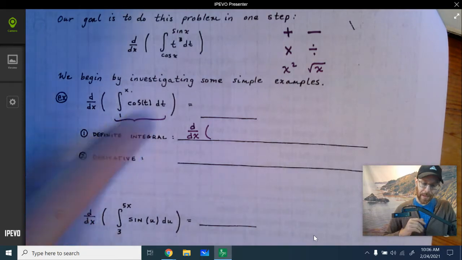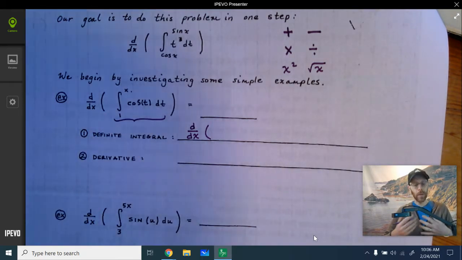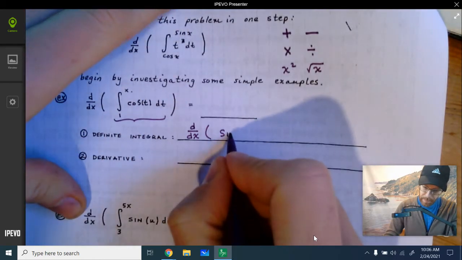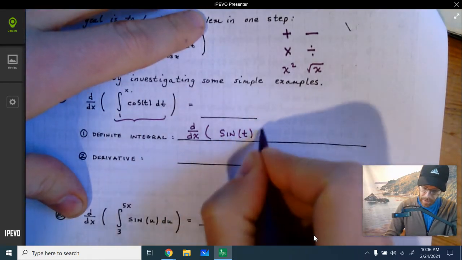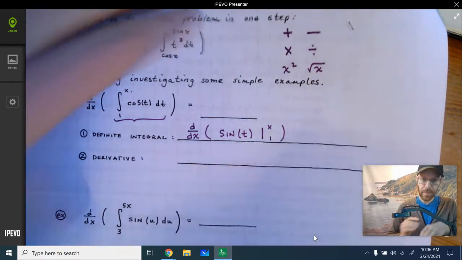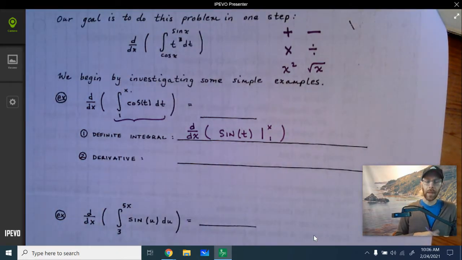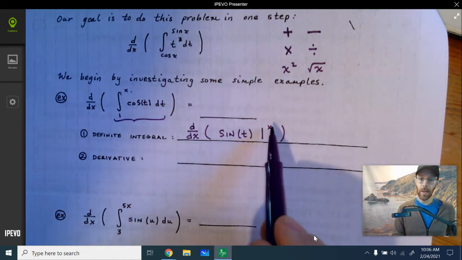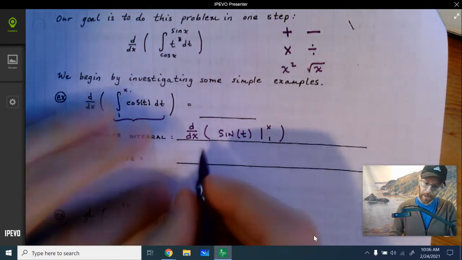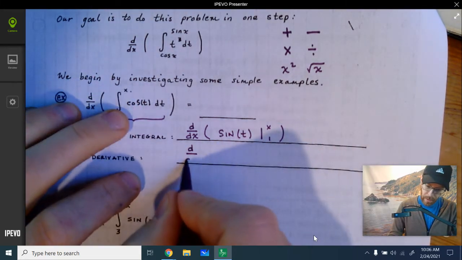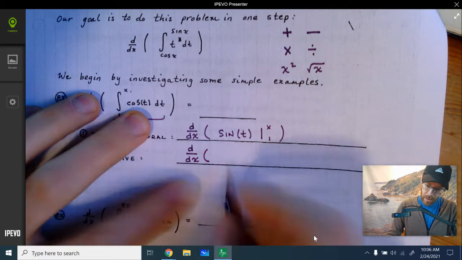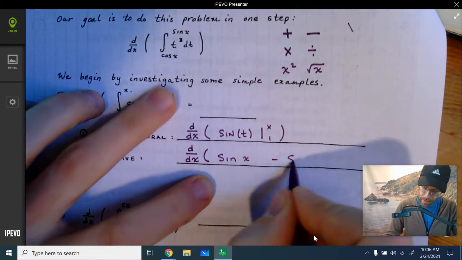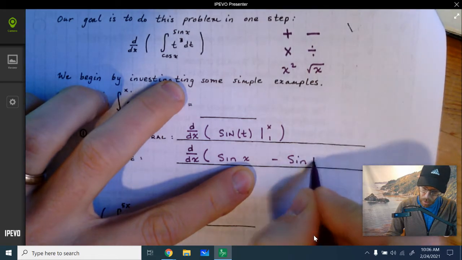So we would take the antiderivative of cosine. We think to ourselves, what function, if you take its derivative, do you get cosine? The answer is sine. Then the next step, the fundamental theorem tells us to plug in the x, plug in the 1, and subtract them. So we would get the derivative of sine of x minus the sine of 1.